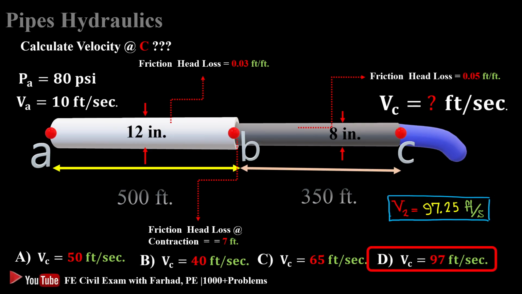And that gives us the answer, choice D. So it was a comprehensive calculation of pipe hydraulics in a simple test, which includes the head losses and also the application of Bernoulli's equation in two pipes in series. Thank you. We'll solve more problems in pipes.